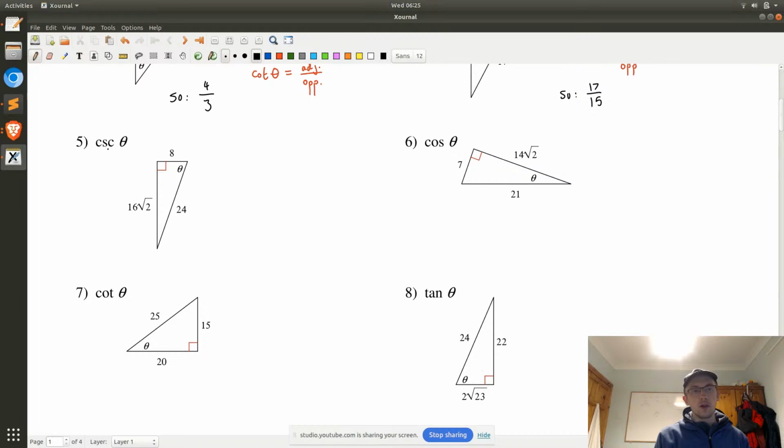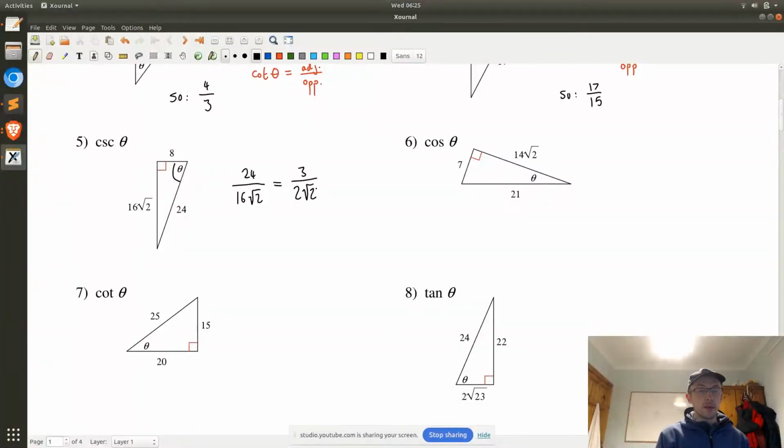So cosecant of theta, that's 1 over sine of theta. Sine of theta is opposite over hypotenuse, so you just flip it. So hypotenuse over opposite. Hypotenuse is 24. Opposite, the side opposite the angle, is 16 root 2. We simplify this because it's got 24 on the top, 16 on the bottom, so clearly multiples of 8. So we write 3 over 2 root 2.